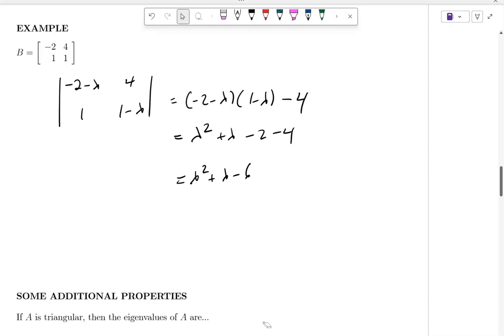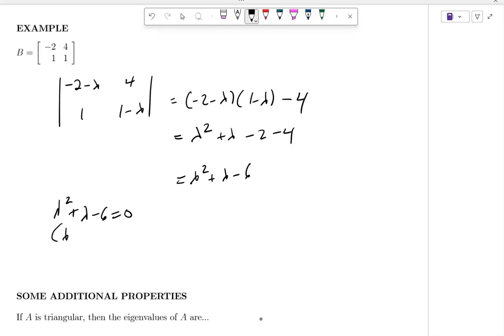That's your characteristic polynomial. To find the characteristic equation, we set that equal to 0. That's the only difference between characteristic polynomial and characteristic equation: you set the polynomial equal to 0. Okay.